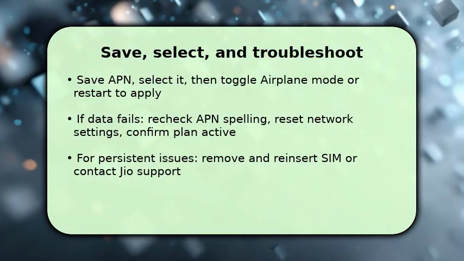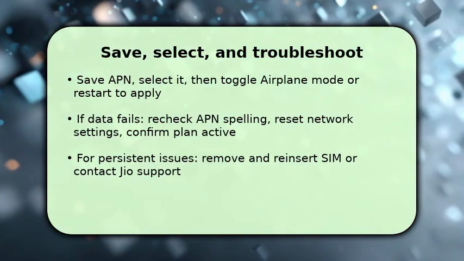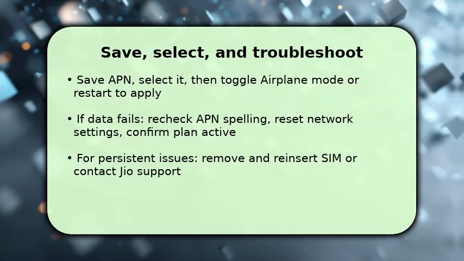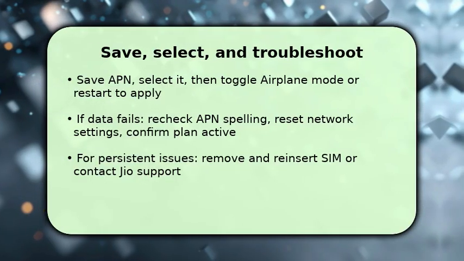Finish by saving the new APN and selecting it as the active profile, then toggle airplane mode or restart the phone to force the network to use the updated settings.